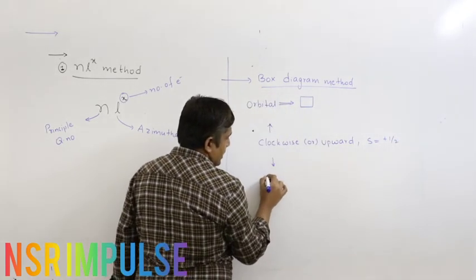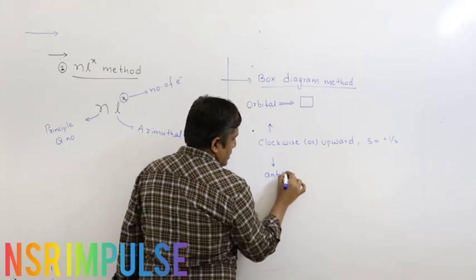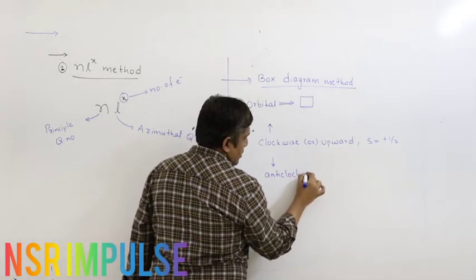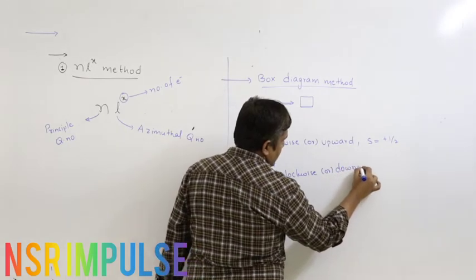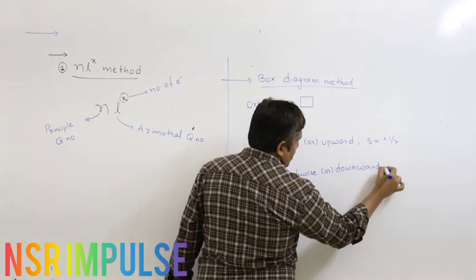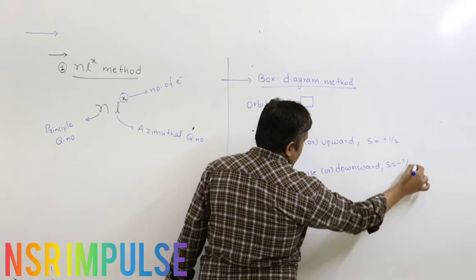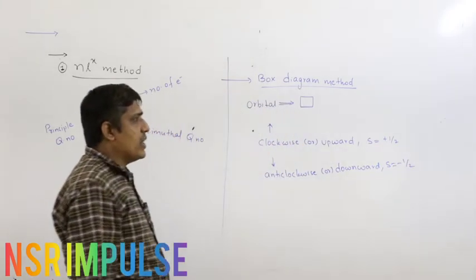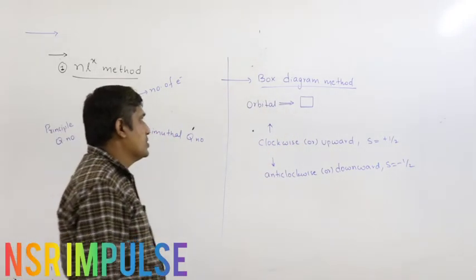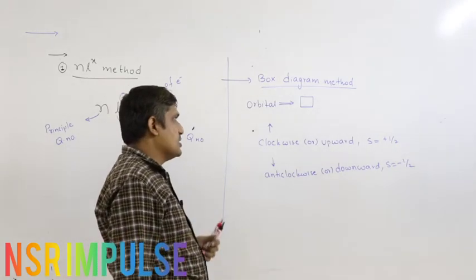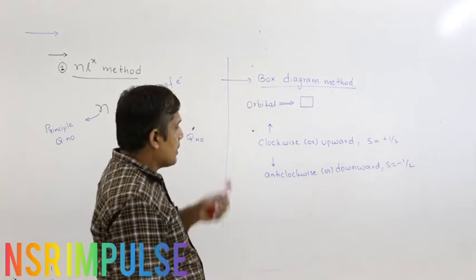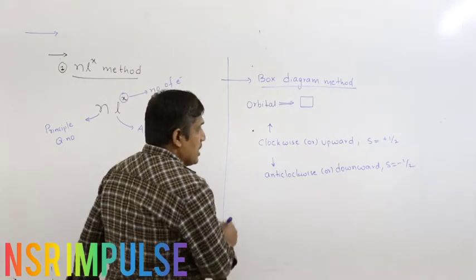For downward orientation or anti-clockwise orientation, to represent the spin we use S, and we take S as minus half. So in the box diagram method, each orbital is represented with a box. Let us take one example.